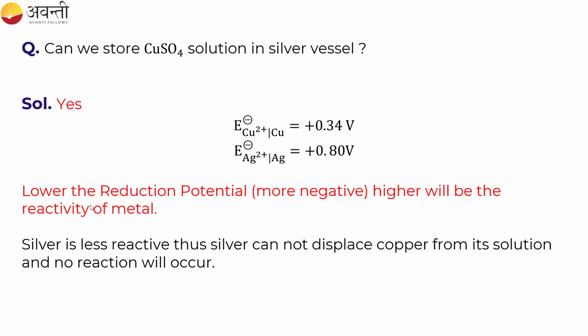Okay, silver is less reactive. Since silver has the more positive E0 value, its reactivity will be very low. So it cannot react with the copper and cannot displace the copper. So we can store this copper sulfate in a silver vessel. The silver will not react with this copper and will not undergo any reaction.